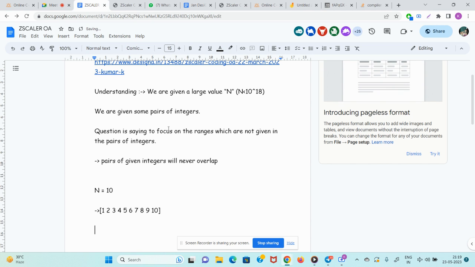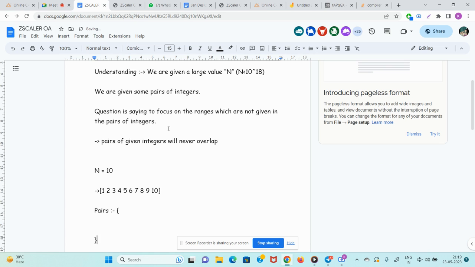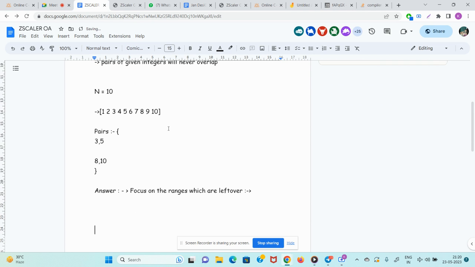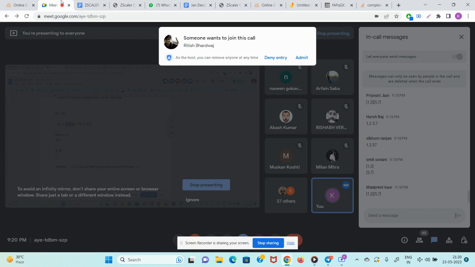Good. And say our pairs given to us are 3 to 5 and 8 to 10. Okay, then the answer is focus on the ranges which are left over. Guys, which are the leftover ranges? That's our problem to solve. If I take 3 comma 5 and 8 comma 10, which are the leftover ranges? Let's see what people are writing.